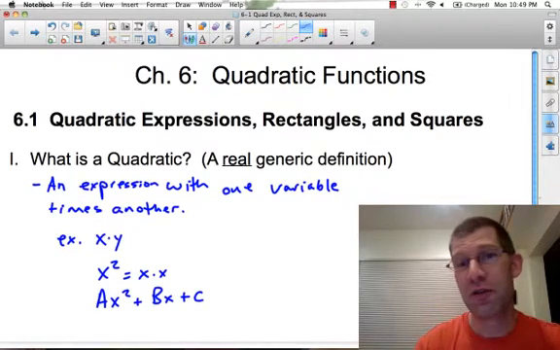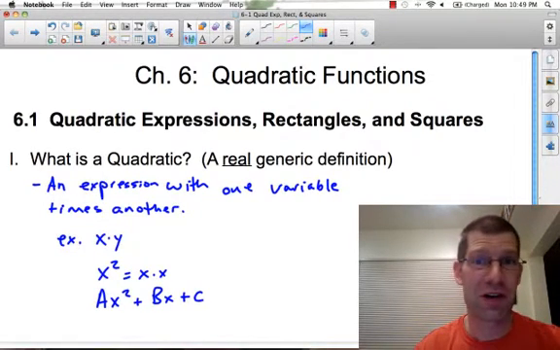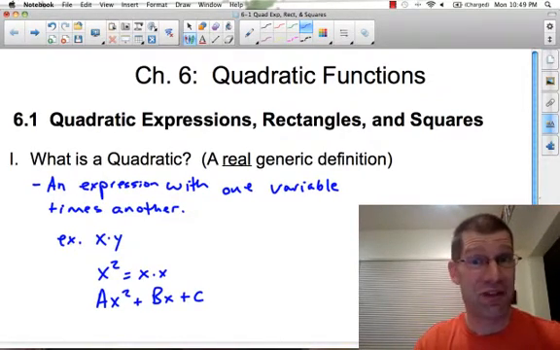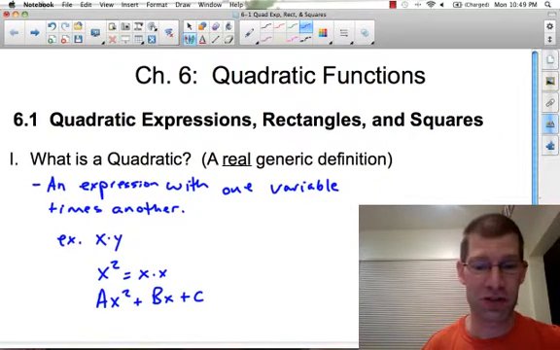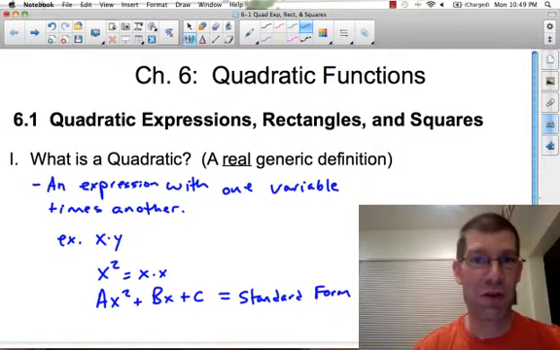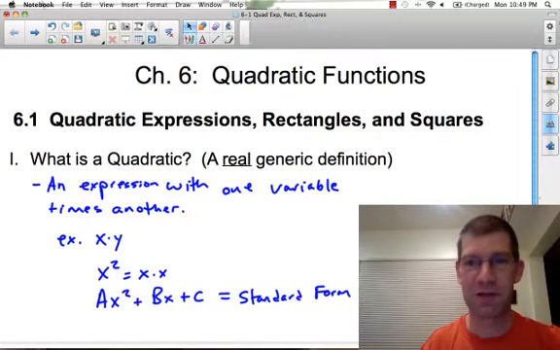We're going to be doing a lot of those this year. We have like a 5x squared plus 2x minus 7 or something like that. So the a, b, c are all numbers, coefficients. And that right there is going to be the standard form for a quadratic, standard form for a parabola, which is what we will get at later.